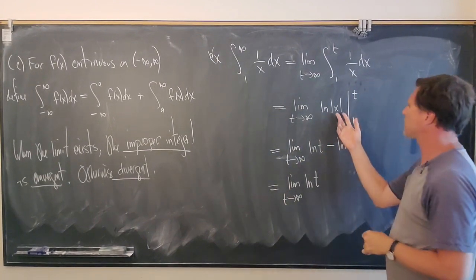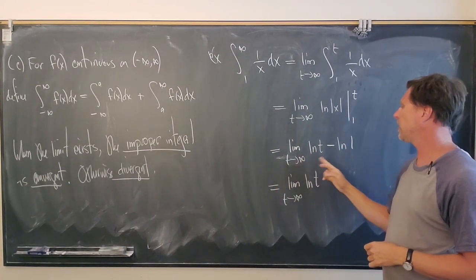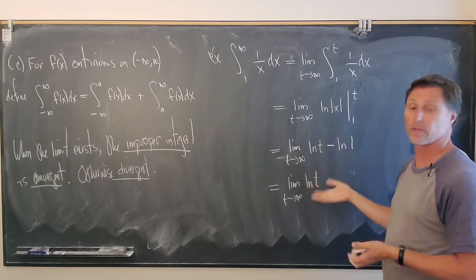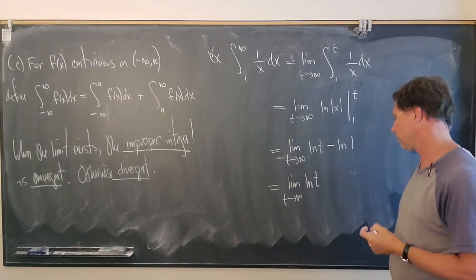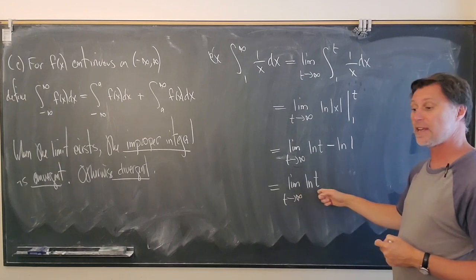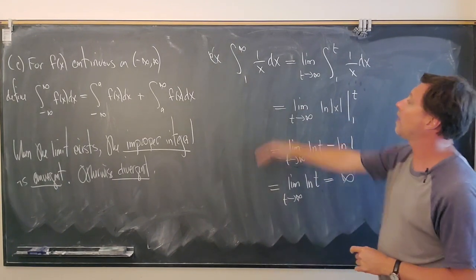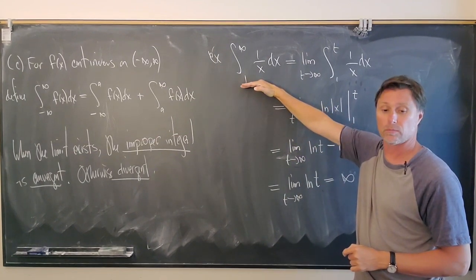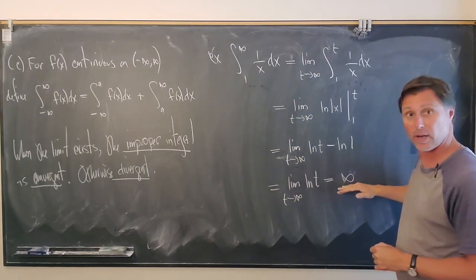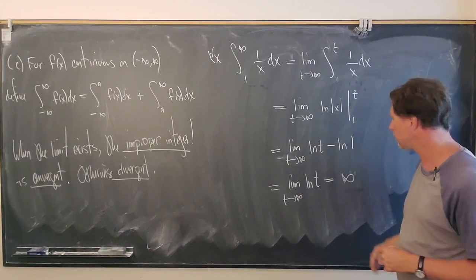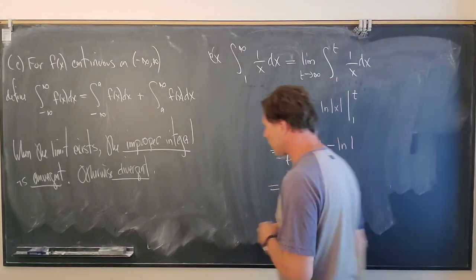So this is limit as t goes to infinity, natural log of t. Notice that I dropped the absolute values. As t goes to infinity, t is definitely positive, so the absolute value of t will just be t. As t goes to infinity, natural log of t equals infinity. And so what we have is this improper integral is divergent, right? Its limit does not exist. It's equal to infinity.